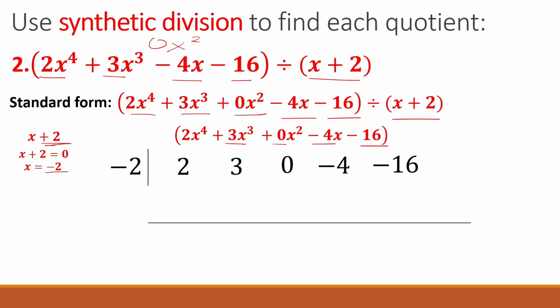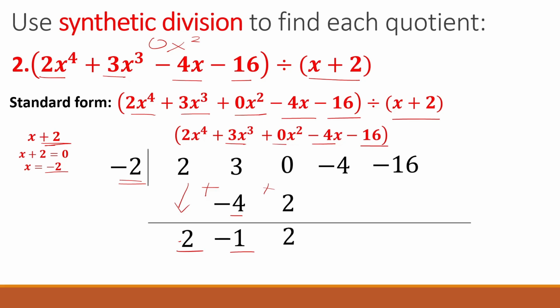So let us now solve. Bring down 2. Then you multiply 2 times negative 2, so that is negative 4. Add 3 plus negative 4, so you have negative 1. Negative 1 times negative 2, so that is positive 2. 0 plus 2, so you have 2.